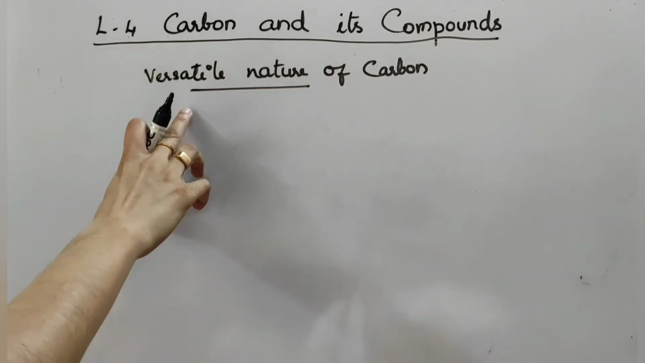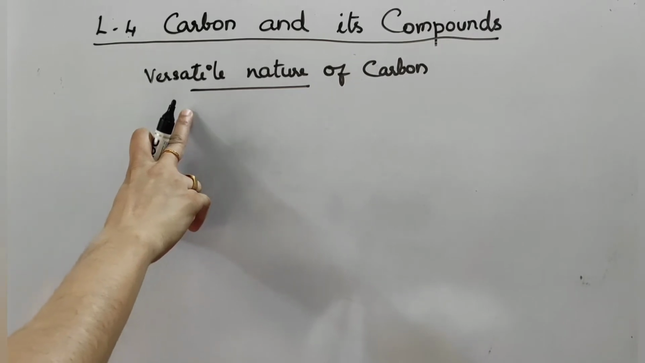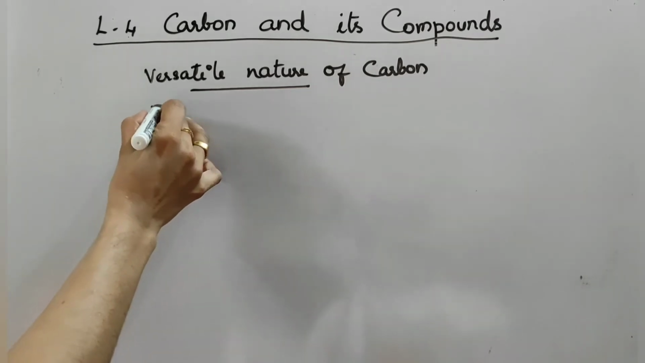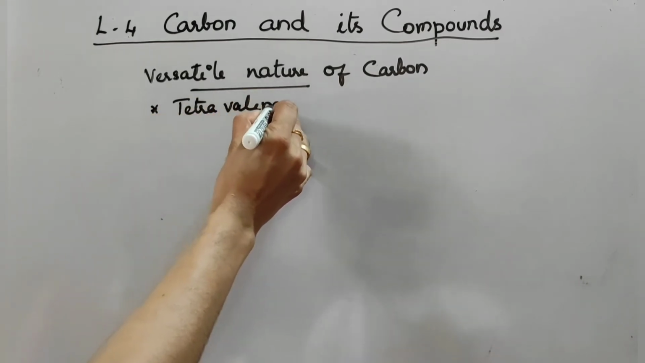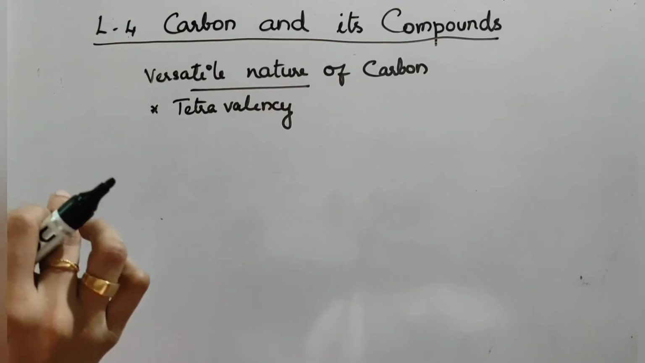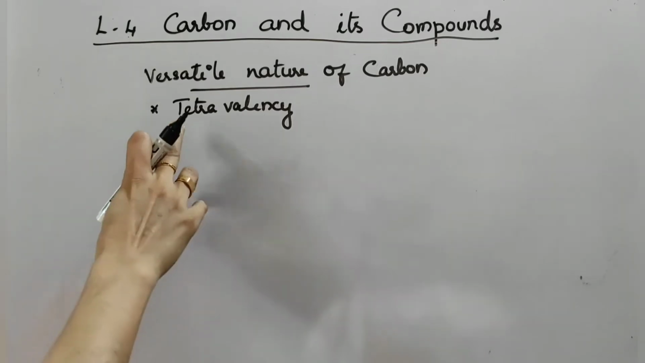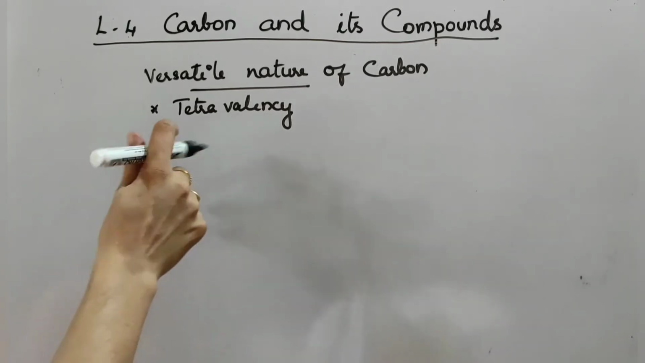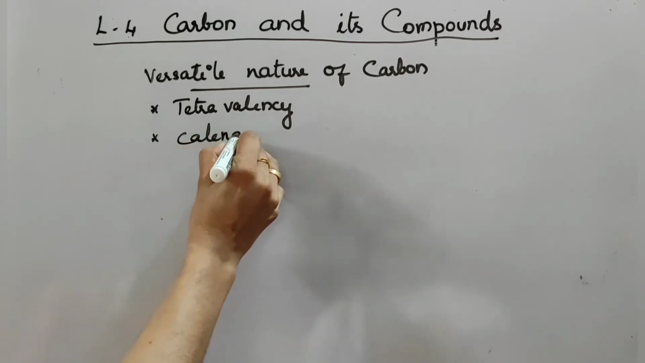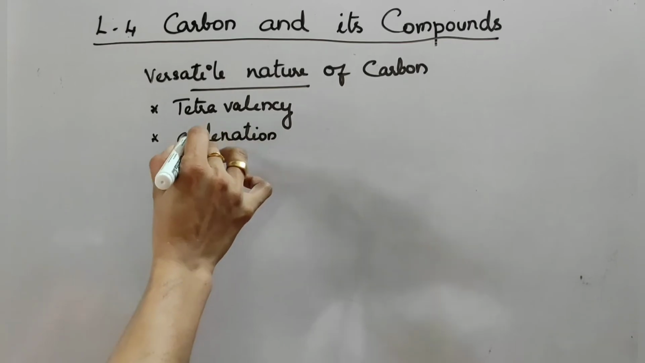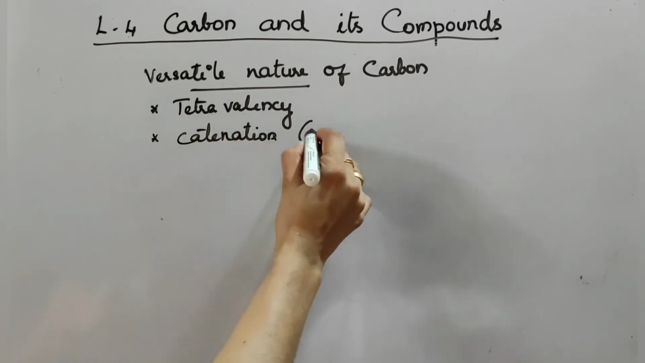Next, versatile nature of the carbon. It's a very important topic, versatile nature of the carbon. There are 2 versatile natures, that is, one, it is tetravalency. We already studied the tetravalency. Carbon shows the valency 4, so we call it tetravalency. And the second one is known as catenation. What is the meaning of catenation? Catenation means self-linking.